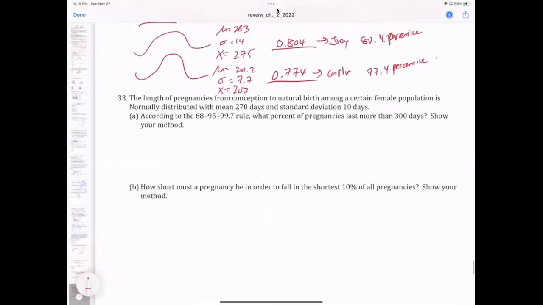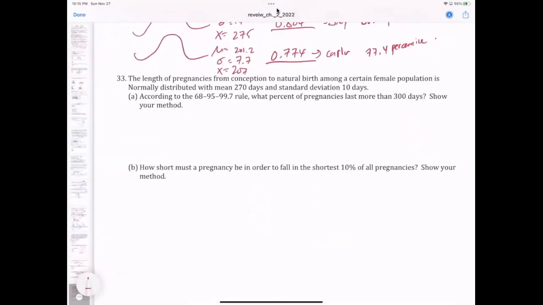Okay, so now let's do the empirical rule question for the pregnancies. Mean 270, standard deviation 10. Pregnancies more than 300, that is 3 standard deviations away. I think we had the same question here before. It's about 0.15% using the empirical rule.